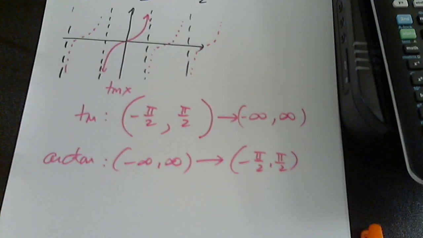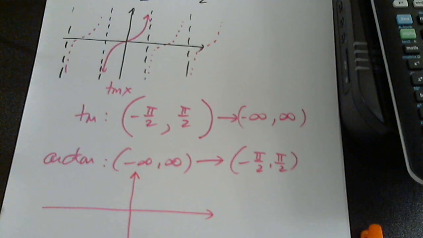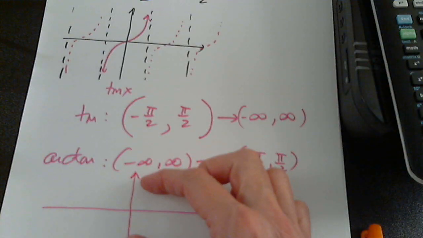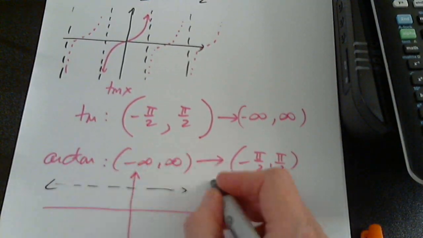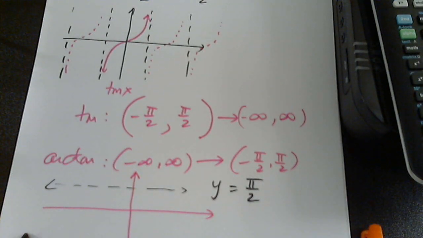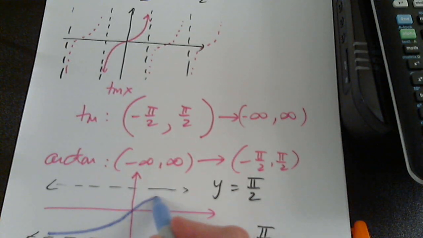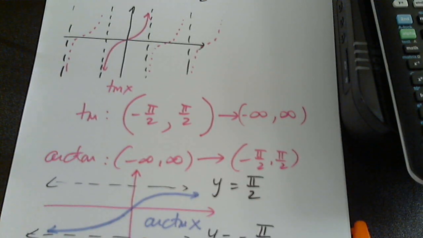Okay, so here's the graph of arctangent. It has horizontal asymptotes at pi over 2 and negative pi over 2. So this is y equals pi over 2, y equals negative pi over 2. And here's the graph of arctangent. So this is arctangent x.